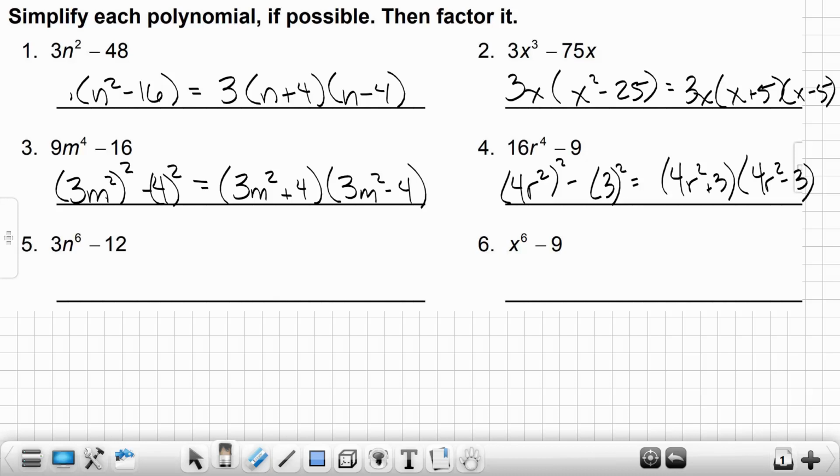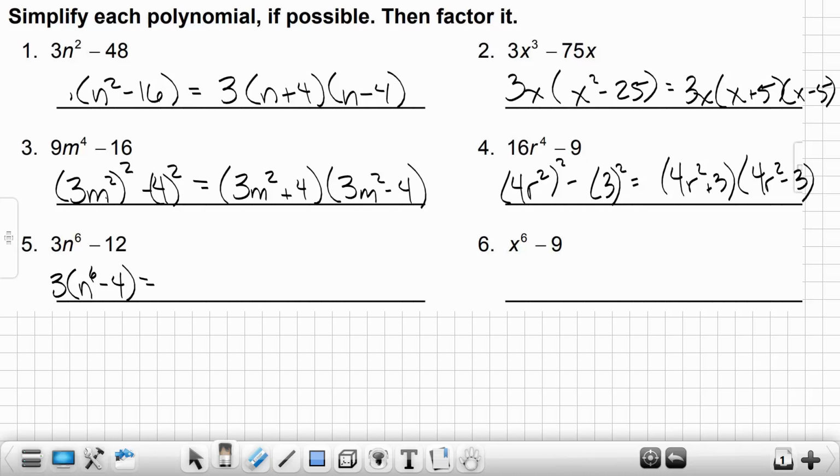Sydney, what can I factor out of both those terms? 3n squared minus 12. There's something I can factor out first, which is 3. Factor out 3, I have n to the 6th minus 4. Is n to the 6th minus 4 a difference of squares or difference of cubes? So 4 is something cubed? No. We've got to look at both terms.